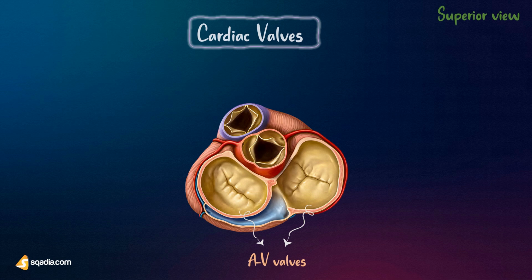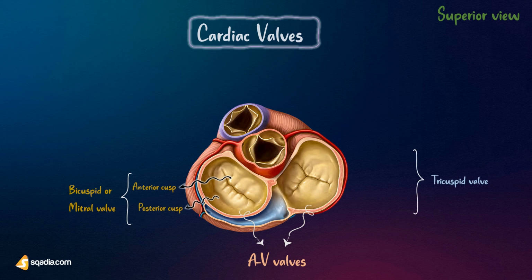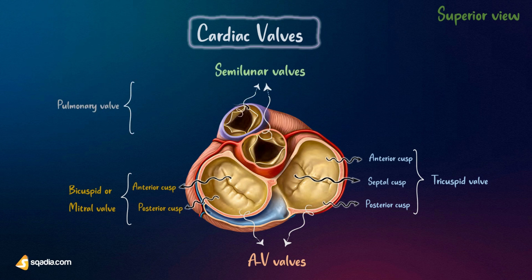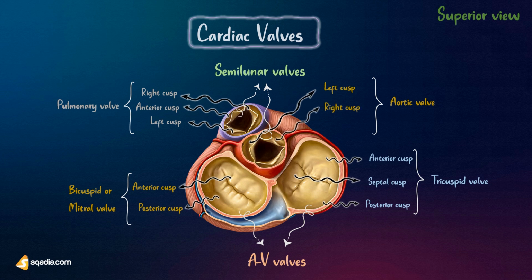Here we can see both atrioventricular valves, bicuspid or mitral or left AV valve with anterior cusp and a posterior cusp, and a tricuspid right AV valve with an anterior cusp, septal cusp, that is near the septum, and a posterior cusp. Then we can see both semilunar valves, a pulmonary valve with a right cusp, left cusp, and anterior cusp, and aortic valve with left cusp, right cusp, and a posterior cusp.